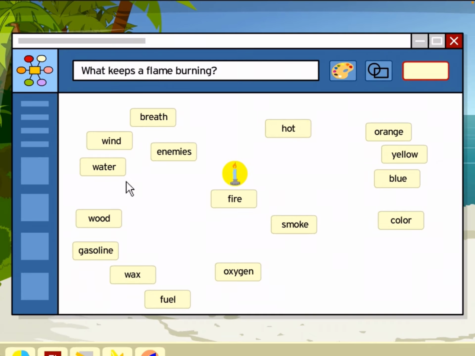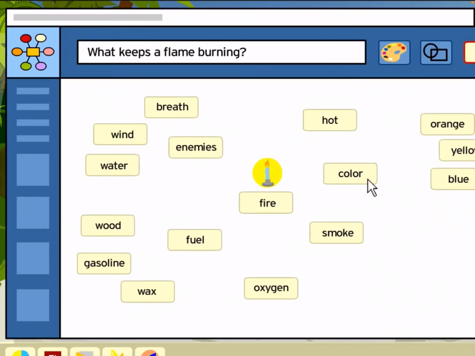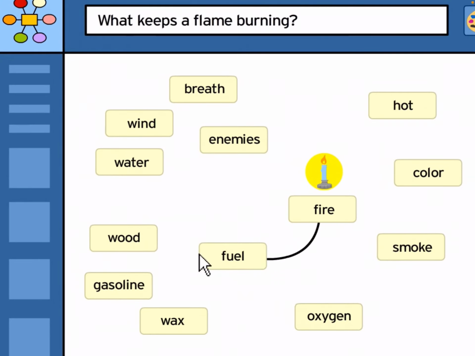Now that we have some starting concepts, we can start linking them together. It's good practice to put broad concepts like fuel and color closer to the main idea than specific ones like wood and yellow. So fire needs fuel, and these are some types. Make sure to label your connections, even if it's just a single word.